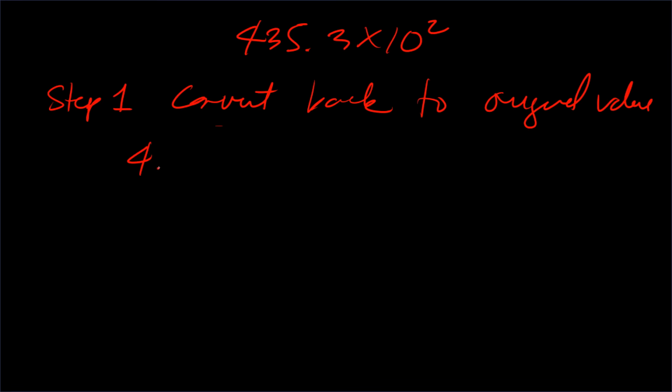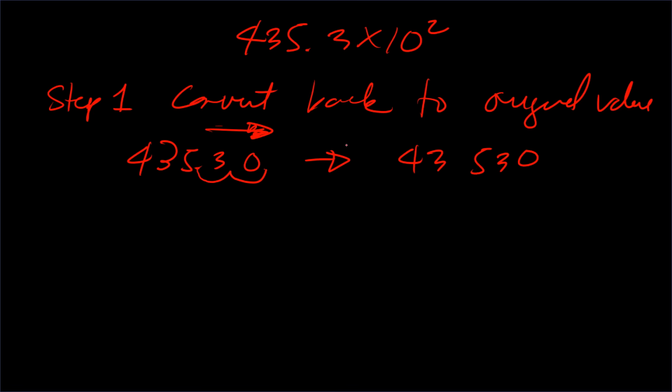So from 435.3 times 10 raised to 2, since it is raised to 2 and this is positive, we need to move this decimal place to the right side to get the original value. So we move it 1 and 2 times. That means this is the original value: 43,530.